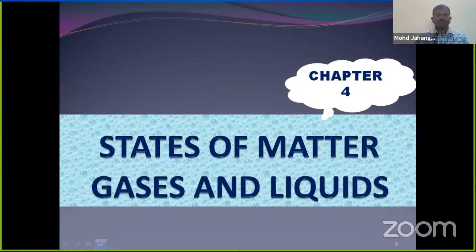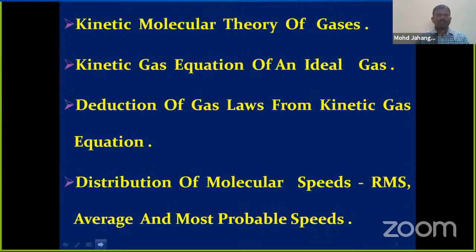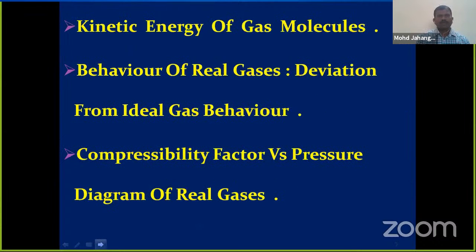Before entering the detailed discussion of the chapter, let us see the chapter overview. The subtopics present in states of matter, gases and liquids are: first, intermolecular forces, and next, gas laws, ideal gas equation, Graham's law of diffusion, Dalton's law of partial pressure. Next, kinetic molecular theory of gases, kinetic gas equation of an ideal gas, deduction of gas laws from kinetic gas equation, distribution of molecular speeds like RMS, average and most probable speeds. Next, kinetic energy of gas molecules, behavior of real gases, deviation from ideal gas behavior, compressibility factor versus pressure diagram of real gases.